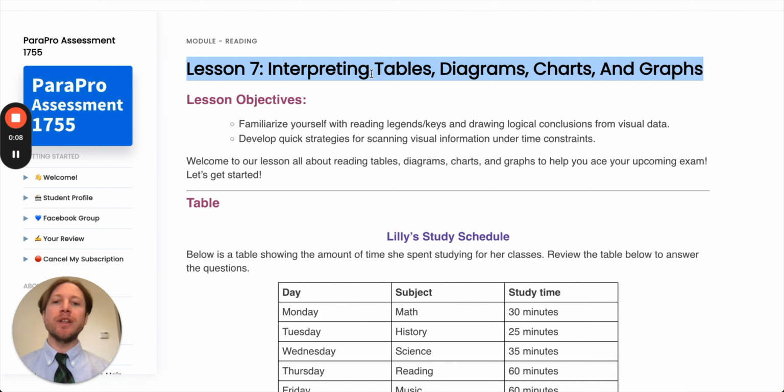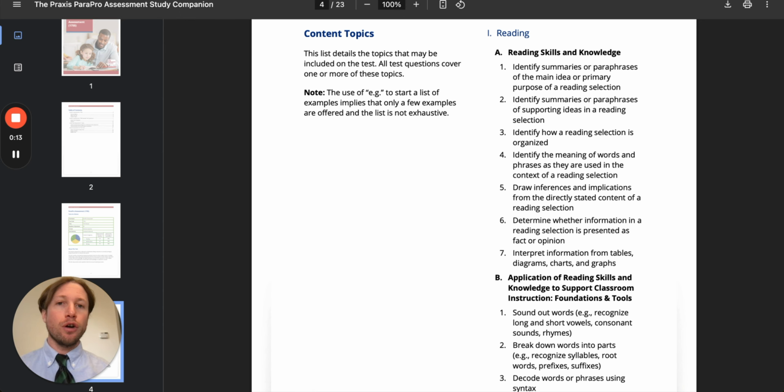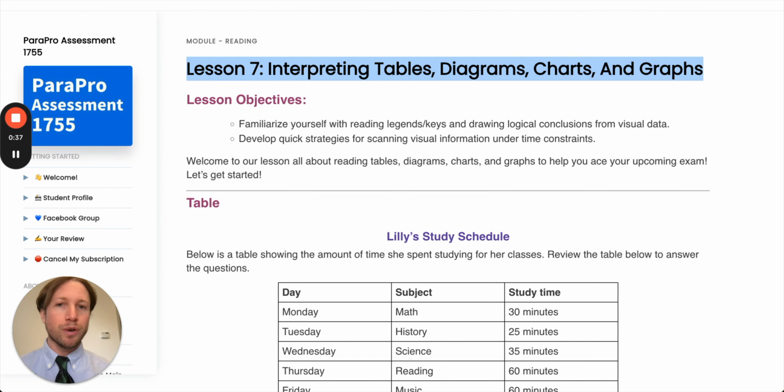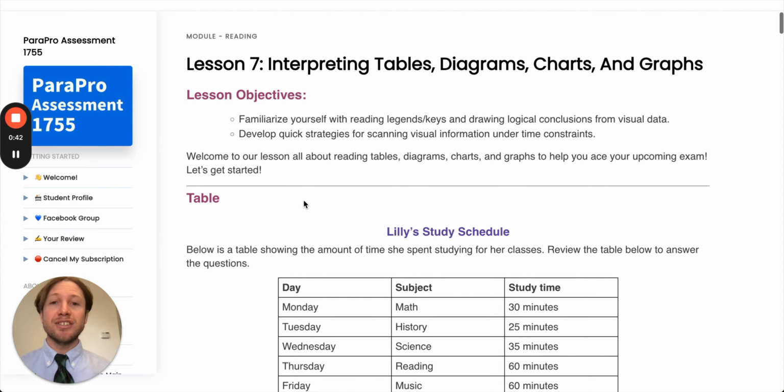In this lesson, we're going to be looking at tables, diagrams, charts, and graphs. And if we navigate over to the official ParaPro study companion, we can see that in reading competency number 7, it reads that examinees need to be able to demonstrate their understanding and ability to interpret information from tables, diagrams, charts, and graphs. And so what we've done is we've collected all of the different types of visual representations that you'll need to know for exam day so that you'll have a great refresher and you'll be totally prepared when taking your ParaPro exam. So let's get started with tables.